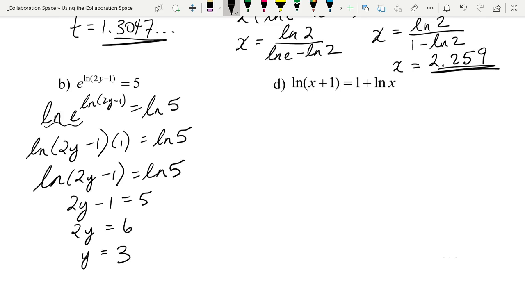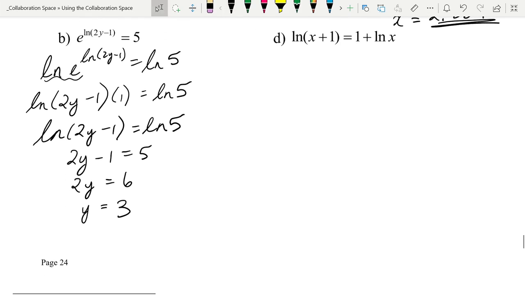And you probably should check your answer. So let's do a check. I'll do a check. So does e to the power of the natural log of 6 minus 1, which is 5, equal 5? And as you can kind of see, yeah, that has to be true.